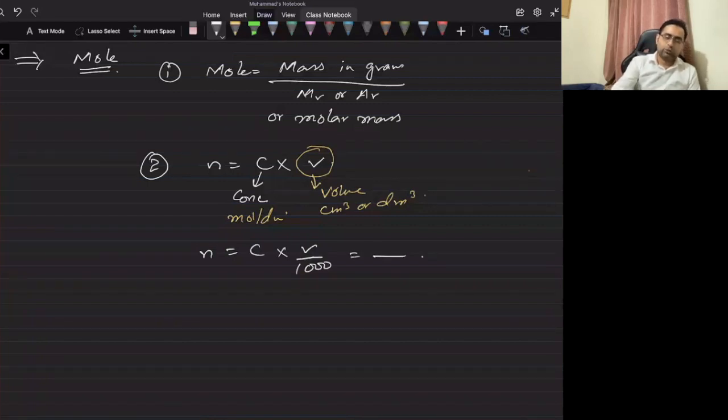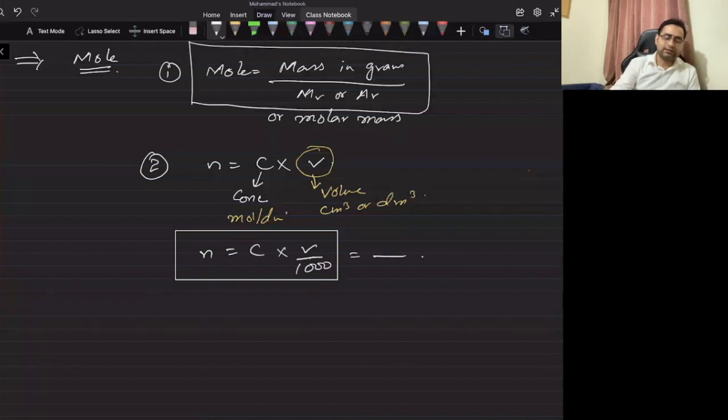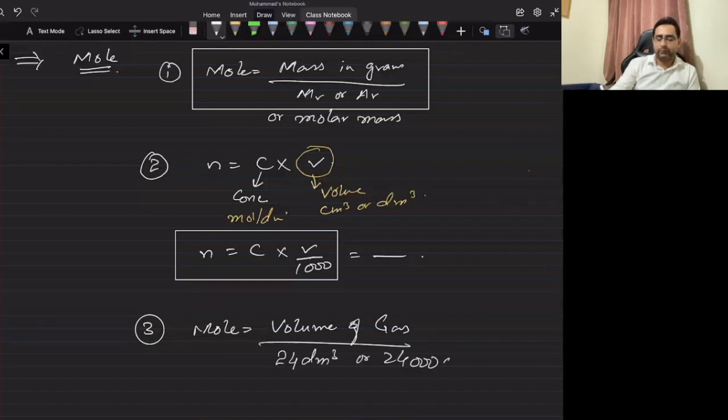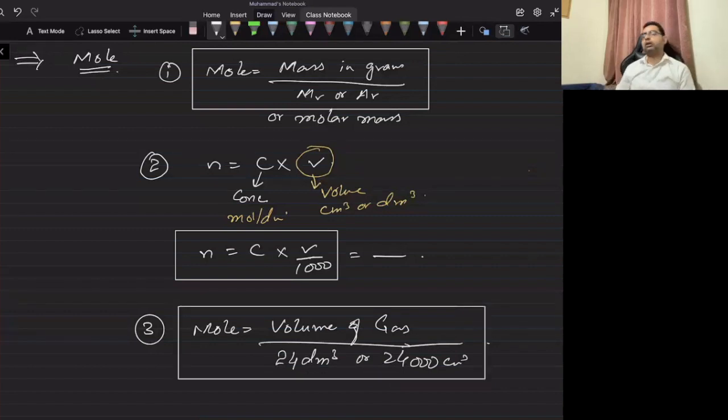This formula is used when concentration and volume of a liquid is given to you. And this formula is used when mass in gram is given to you. And the last thing is for gases: mole is equal to volume of gas over molar gas volume, which is 24 dm cube or 24,000 cm cube. So these three formulas are used to find out number of mole. If you know these three formulas, you can do questions of mole very easily.